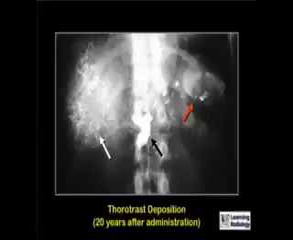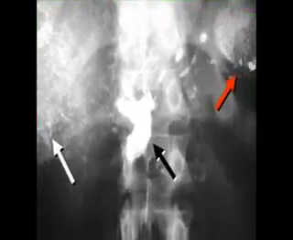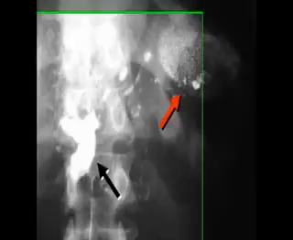This is an example on conventional radiography of Thorotrast deposition 20 years after it was administered in the liver. The white arrow is demonstrating uptake in the liver. In the celiac lymph nodes, the black arrow, and the red arrow in a contracted spleen. So this compound, again, was not only radiopaque, for which it was being used in the first place as a contrast agent, but it was radioactive.